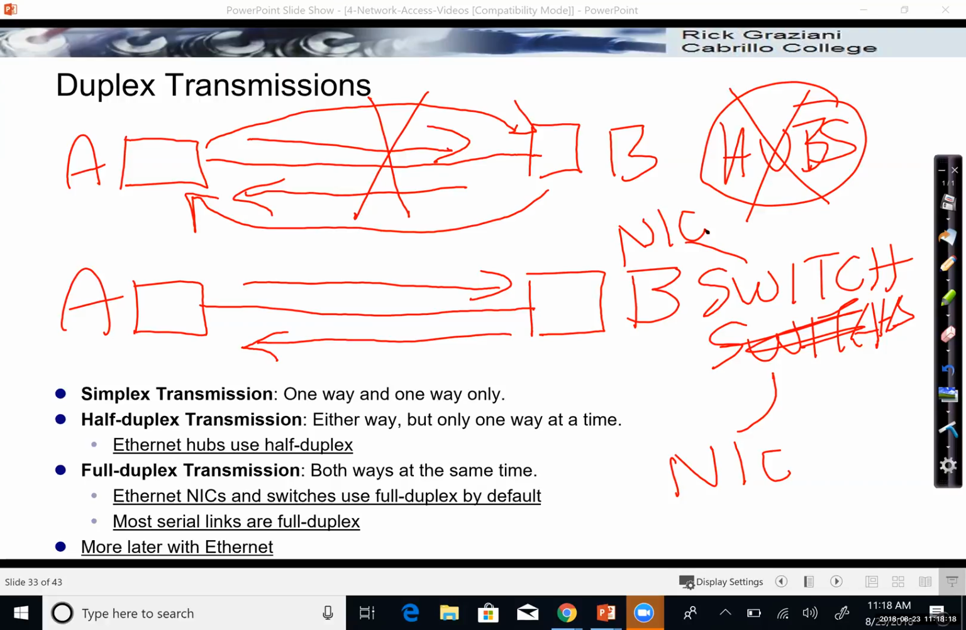But anyway, typically nowadays, the NICs and the switches, it's all full duplex, so we don't have to worry about collisions. So as you can see, the transfer of information will happen much faster with full duplex over half duplex. Again, we'll talk more about all that when we get into Ethernet.